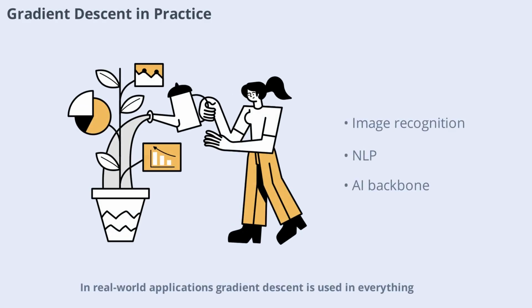In real-world applications, gradient descent is used in everything from image recognition to natural language processing. It's the backbone of many state-of-the-art models, enabling them to learn from data and make accurate predictions. Understanding how to implement and tune gradient descent is a valuable skill for anyone working in data science or AI.